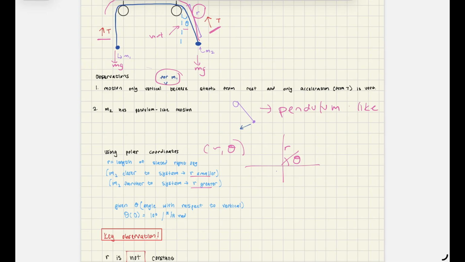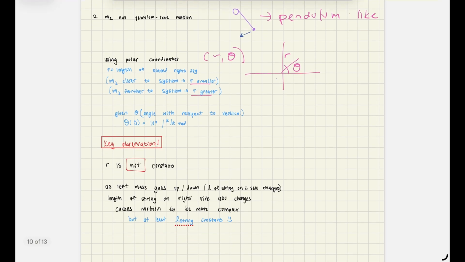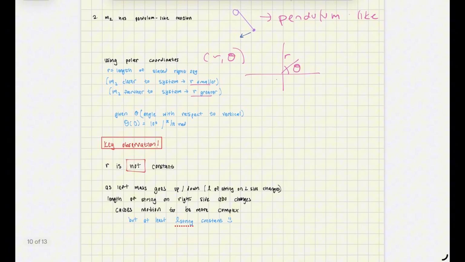So our key observation, which makes this more complicated than usual questions, is that the r is not constant because as the left mass goes up and down, we still have that the length is constant, so that will take away some of the length from the right mass. So this might seem very complicated, but some key things that are quite nice about this: the masses are equal and the length is constant, so we don't have to worry about a lot of other things.